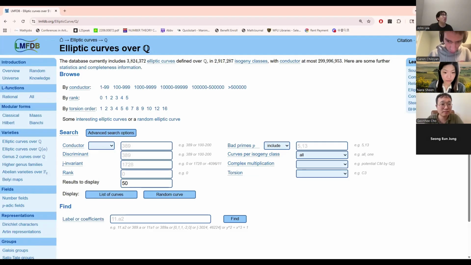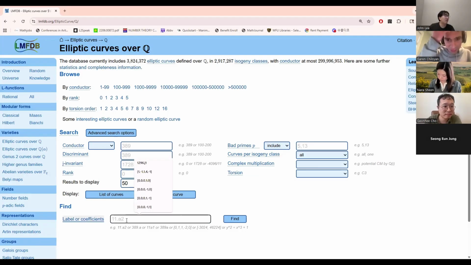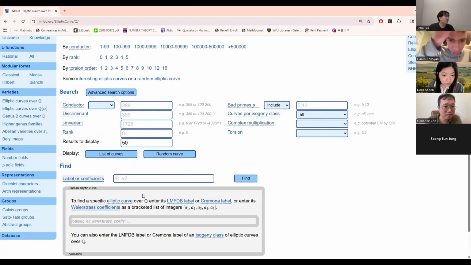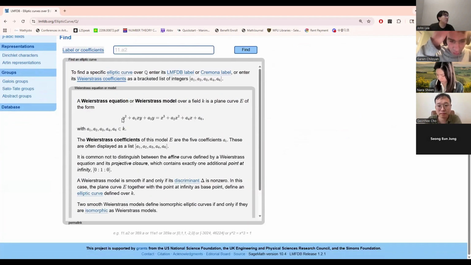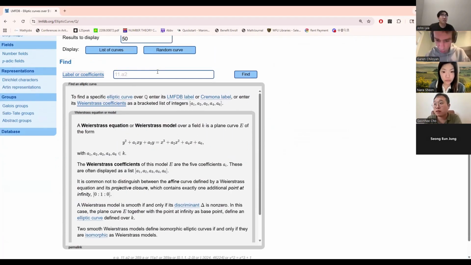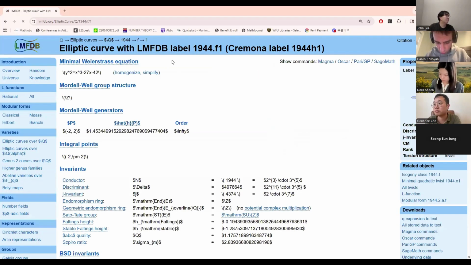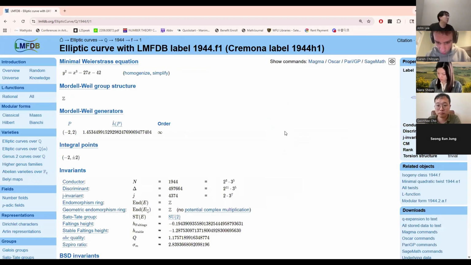The first example has LMFDB label 1944.f1. Then we can write it down here. There are several different ways to type the label. One easy way is to stick with the LMFDB label. But if you know only the coefficients, because any elliptic curve can be written in this way, then you can also search for this elliptic curve using these coefficients. So you can have a look later. But in this case, I already know the LMFDB label, so I'll just type the LMFDB label. Now we get the glossary or encyclopedia about this elliptic curve.